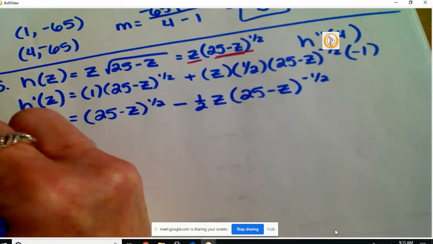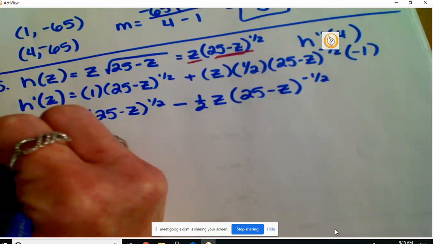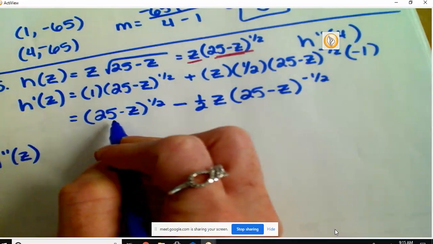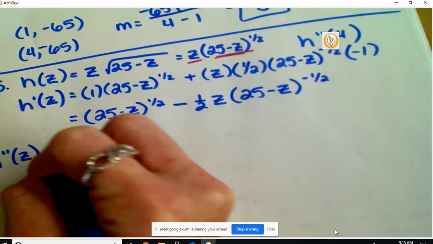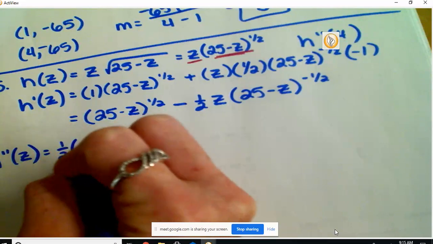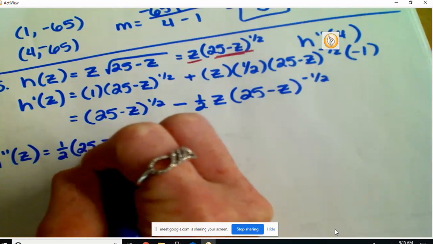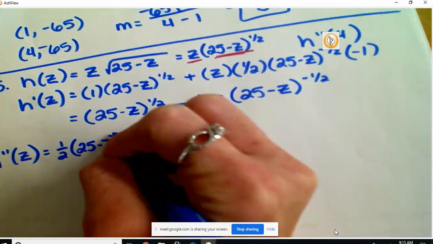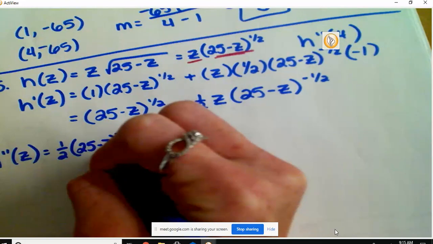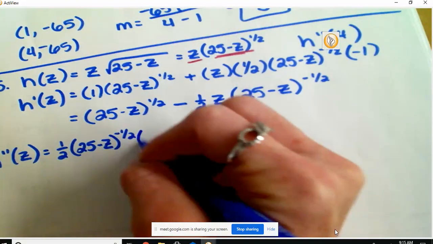Now let's do the second. So derivative of this term, exponent comes down, inside stays the same, subtract 1 from the power, times the derivative of the inside, which is a negative 1.